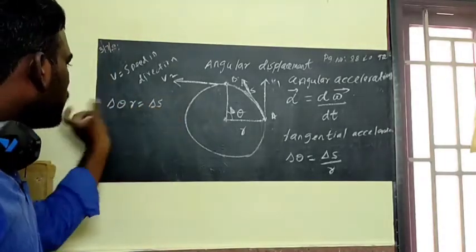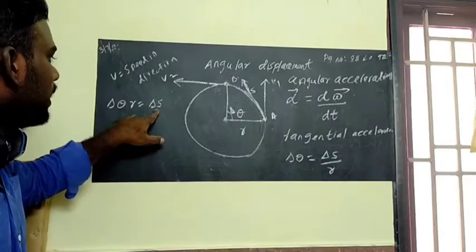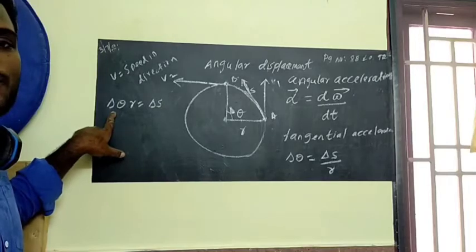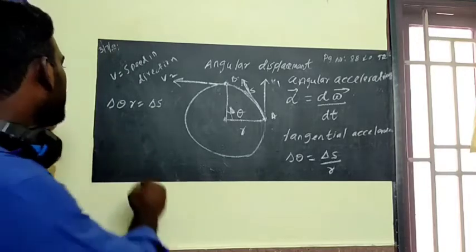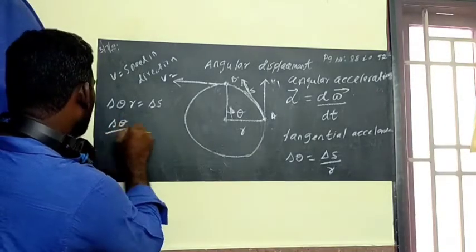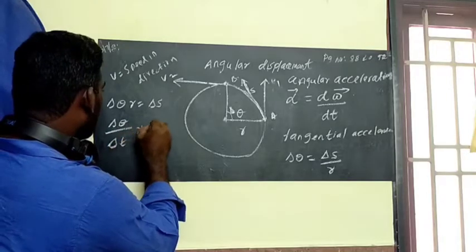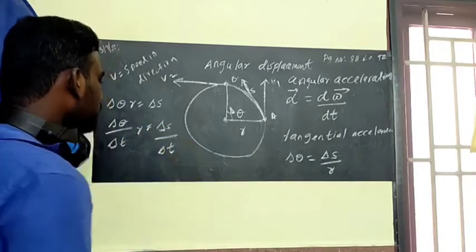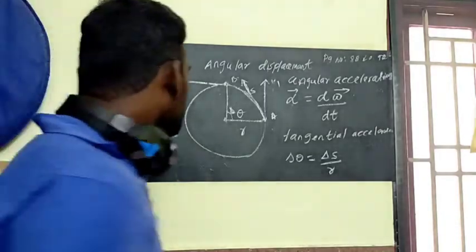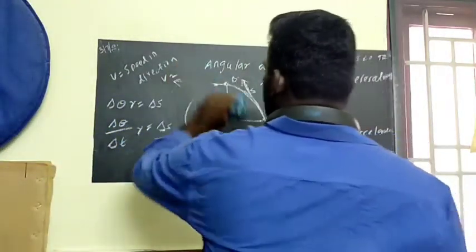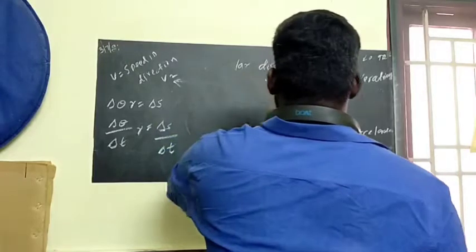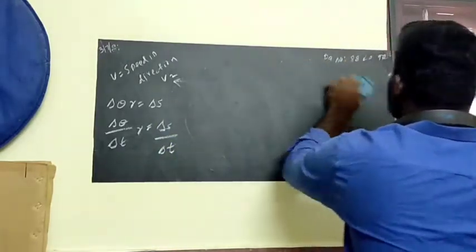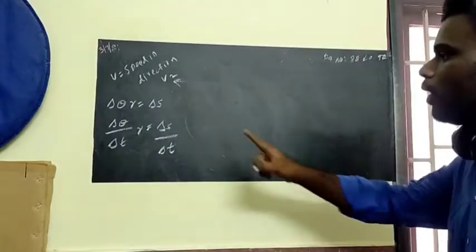Now dividing both sides by time, because when there is a displacement change in a given time, in the same time the angular displacement also keeps on changing. So I can take del theta by del T into R equal to del S by del T. Is that clear?